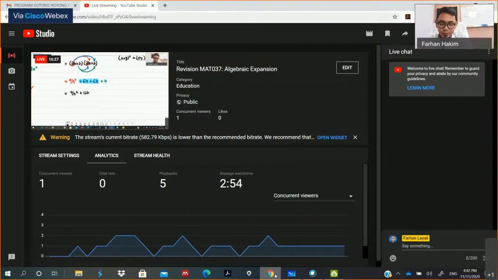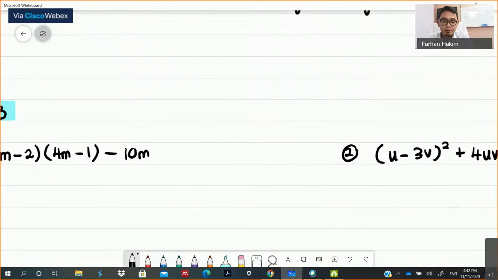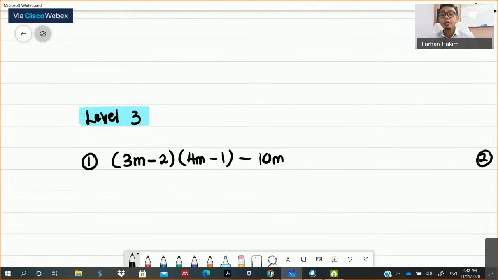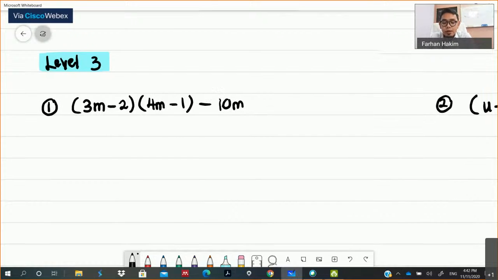Okay. So now, let's go to level number 3. All right, the final level for solving this one. For algebraic expansion, if you have something like this, what we need to do is to expand that first and then baru kita solve. All right. So bukan solve, simplify. All right.